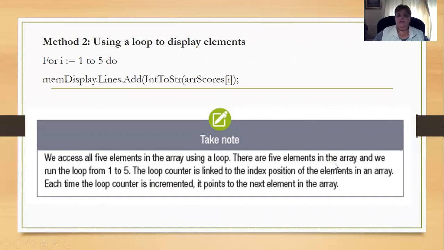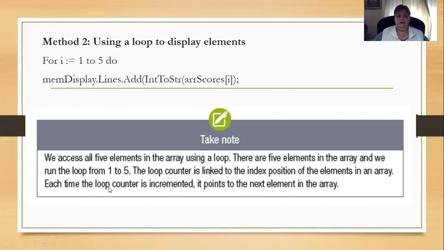There are 5 elements in the array and we run the loop from 1 to 5. Now remember, with a for loop you know how many iterations or how many loops there are. With a while loop you are not sure, so you will keep looping until you reach a condition. The loop counter is linked to the index position of the elements in an array. Each time the loop counter is incremented, which is increased, it points to the next element in the array.